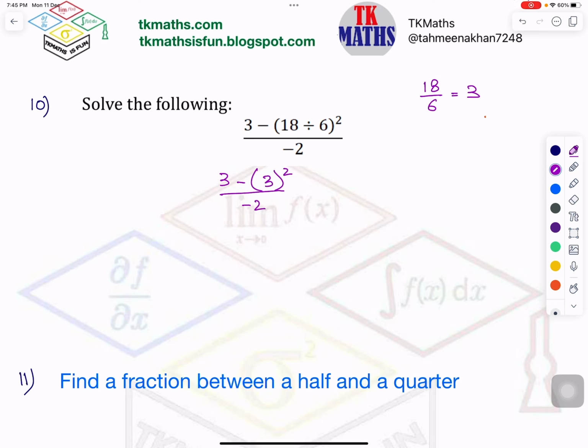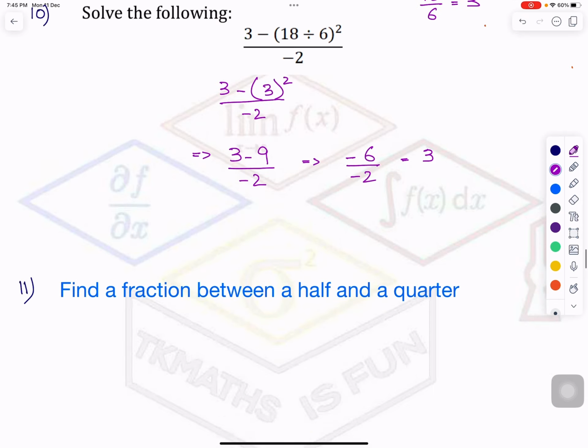Do not try to do 2-3 things in one step, then you can make a mistake. Now 3 square is 9. So just replace 3 square by 9 and keep the rest as it is. 3 minus 9 is minus 6. Minus minus will cancel out and 6 divided by 2 is 3. So this is how you will solve this question.